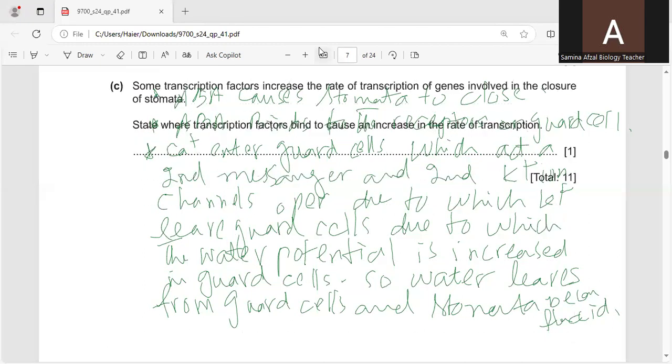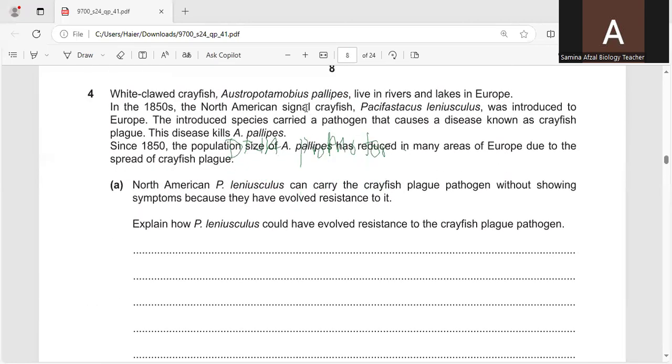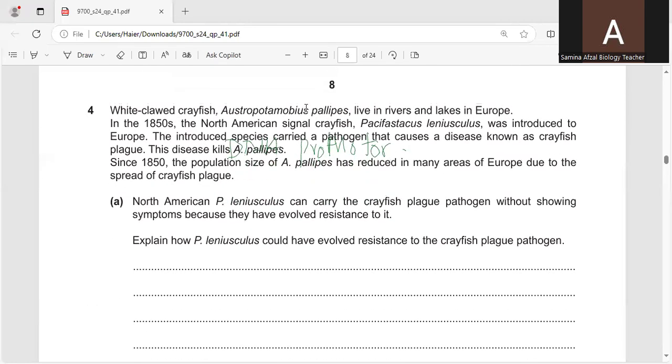Next question is, some transcription factors increase the rate of transcription of genes involved in the flowering of stomata. State where transcription factors bind to cause an increase in the rate of transcription. So this is the DNA promoter. So moving towards the next question. Question number 4 is there.